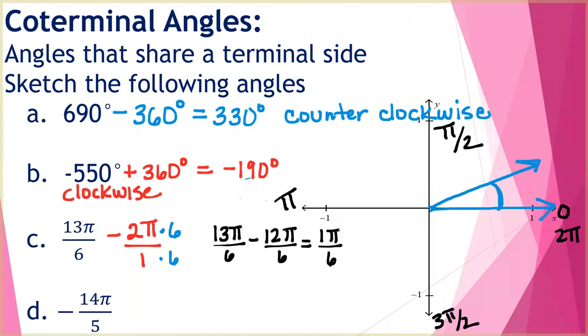Okay, and so for our last one, we're going to add 2 pi. But when we're adding 2 pi, I need a common denominator. So I'm really adding 10 pi over 5 because 10 divided by 5 is 2. But again, I need to write it in such a way that I have a common denominator. And that's why I wrote it as 10 over 5. So when you add that, you get negative 4 pi over 5. So these two angles are coterminal.